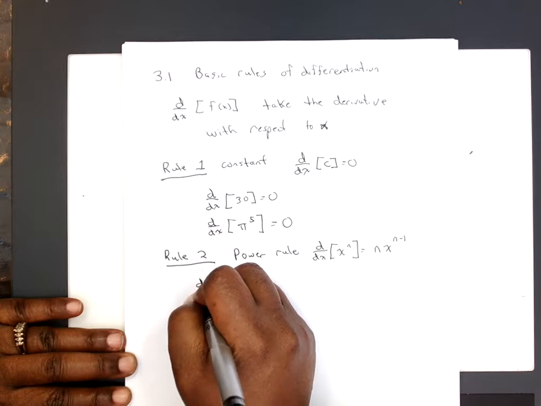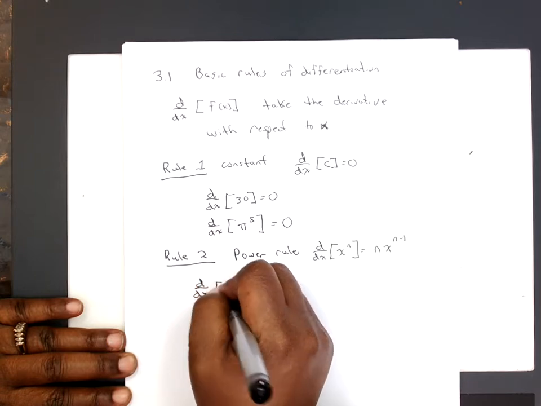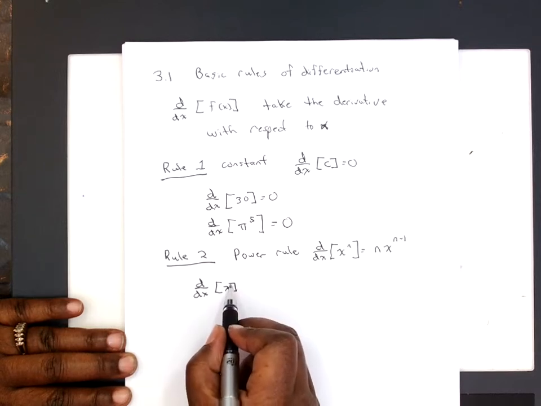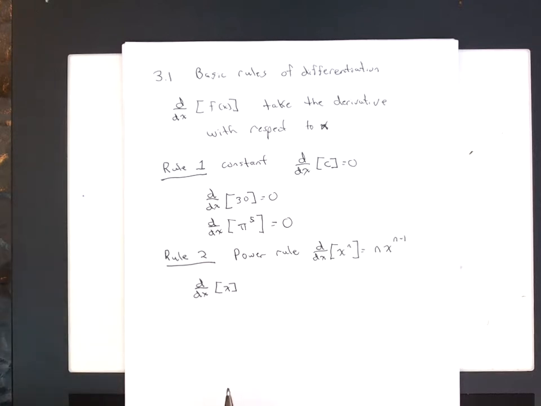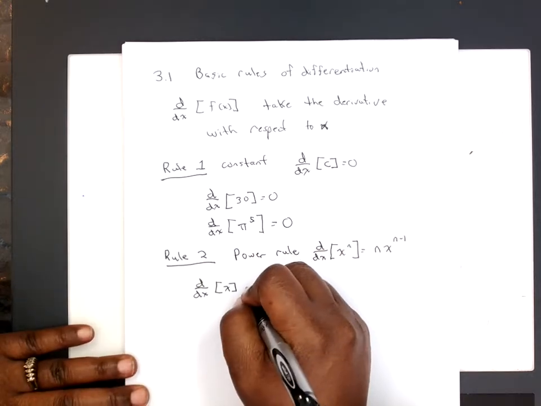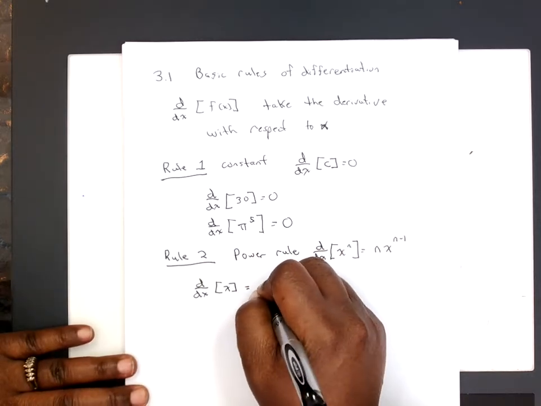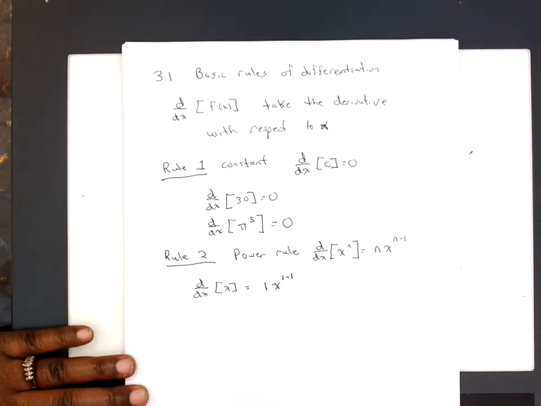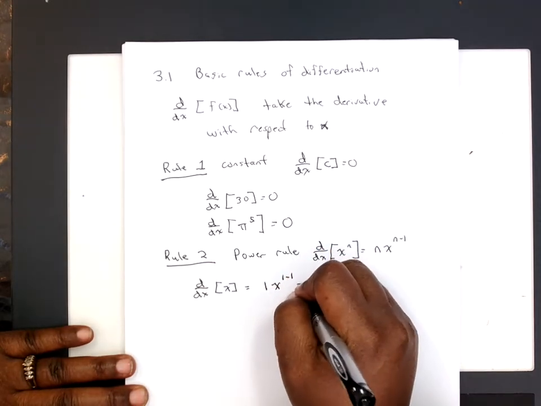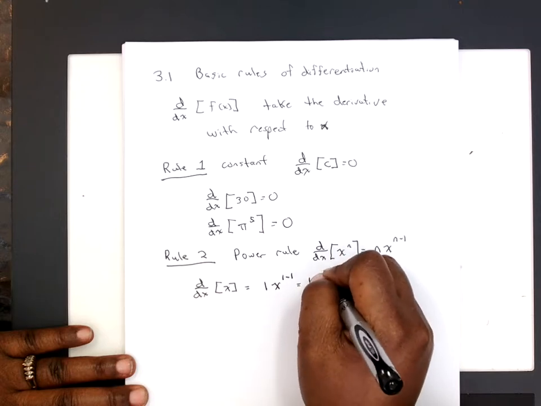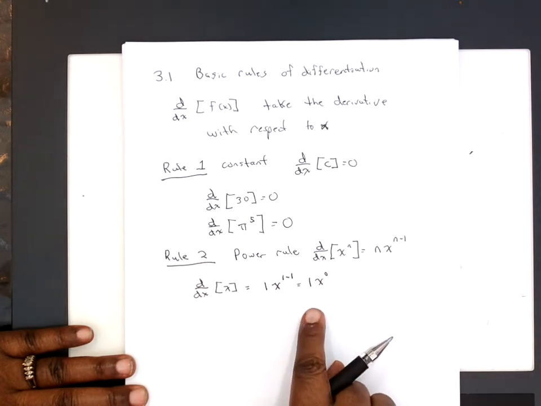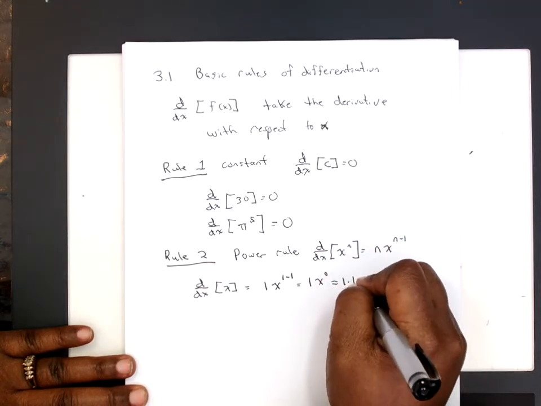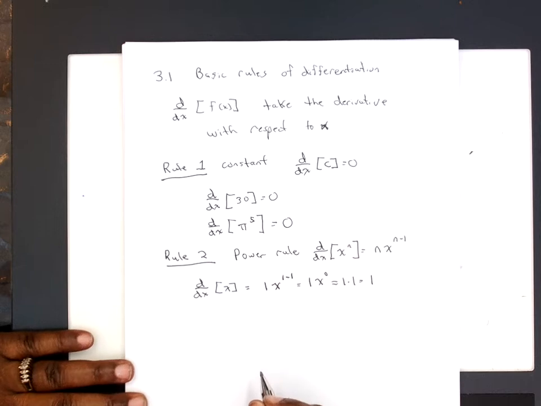So for my examples, I have d dx of x. This exponent, because there's nothing there, is understood to be a 1. So that 1 would come out front, and then I have to subtract 1 from that exponent. So I'd get 1 times x to the 0 power. But anything to the 0 power is equal to 1. So the derivative of x is just equal to 1.